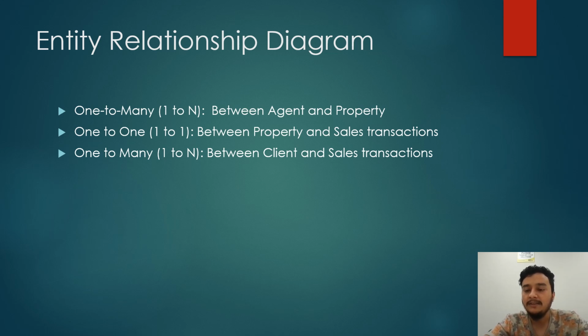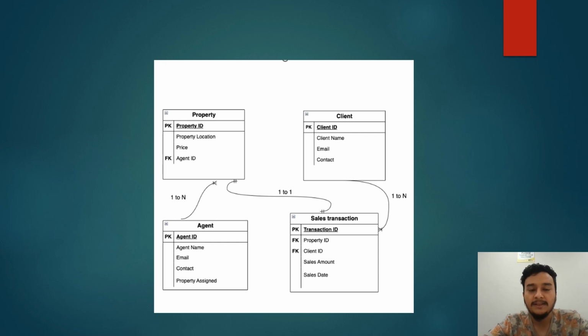On the entity relationship diagram, there are 3 different relationships identified. The first is one-to-many, between the agent and the property. That means one agent can manage multiple properties, but one property is assigned to only one agent. There is a one-to-one relation between property and sales transaction. This means that one property can only be sold once and vice versa. The third relation is between client and sales transaction, which is one-to-many. So one client can make multiple sales transactions on multiple properties, but one sales transaction is related to only one client.